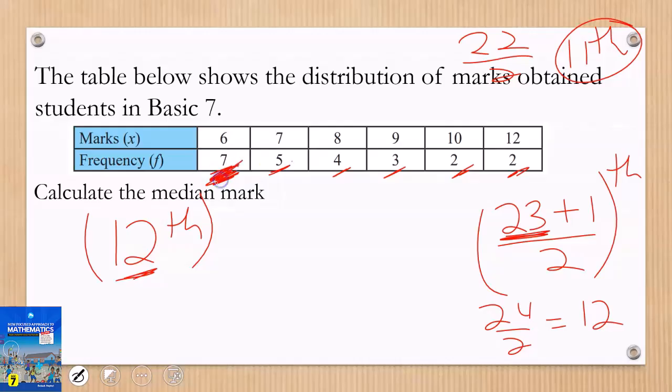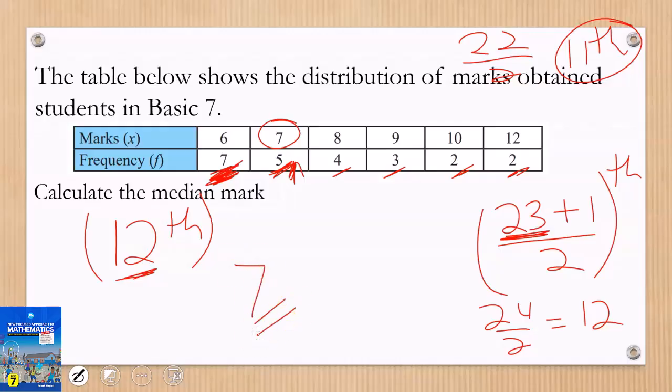So if I add 7 plus 5, that is 12, right? 7 plus 5 is 12. I don't need to go further. Then I can just point the position to the number 7. So now my median mark is 7.